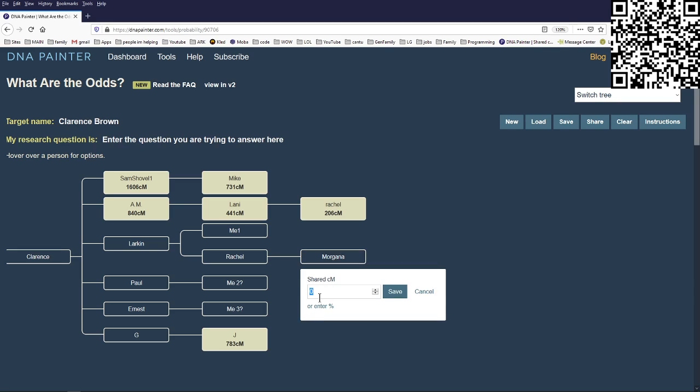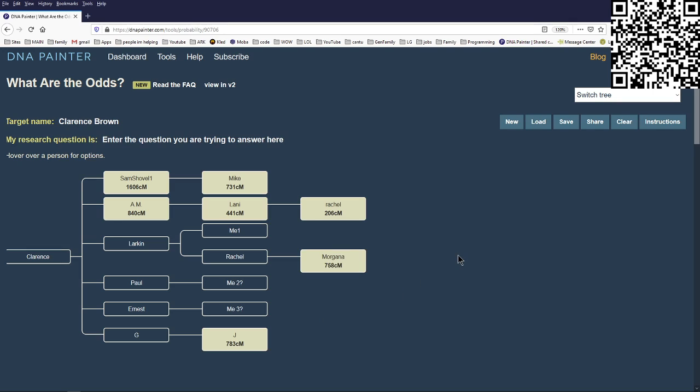All right, so there's what I have: the centimorgans that I've got from different relatives that are now inside the Ancestry DNA match list. So the question is, there were three brothers, Larkin, Paul, and Ernest. Which one of these three brothers is my father? So I have me 1, me 2, and me 3. We're going to make this hypothesis 1, hypothesis 2, hypothesis 3.